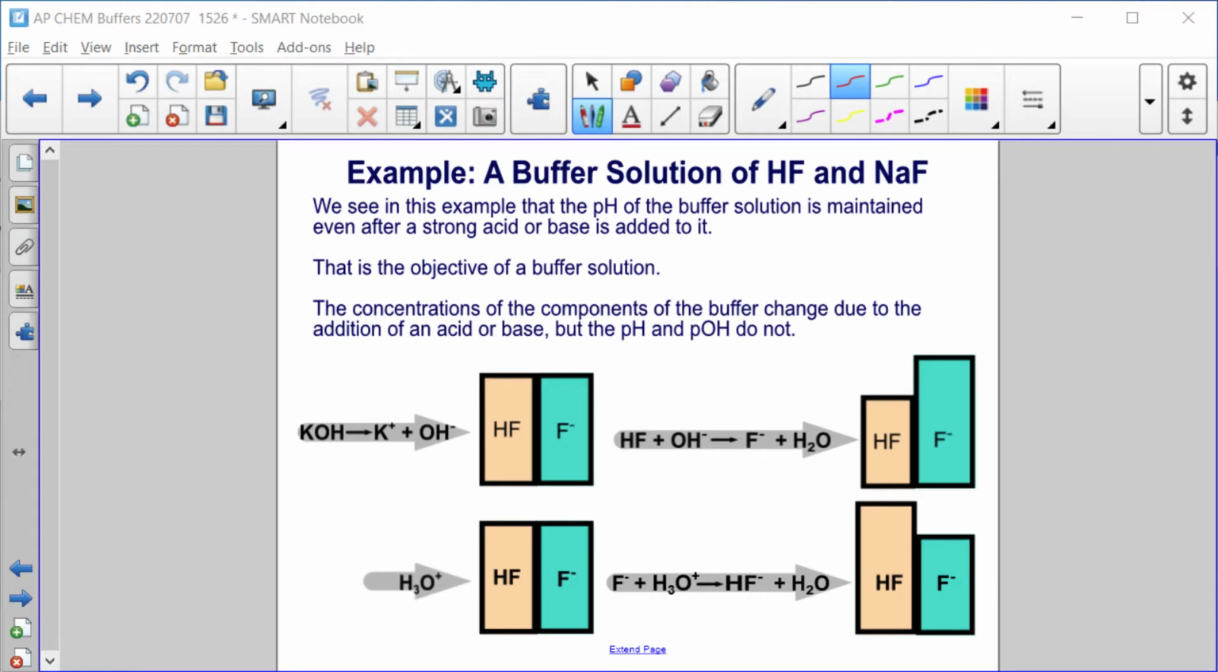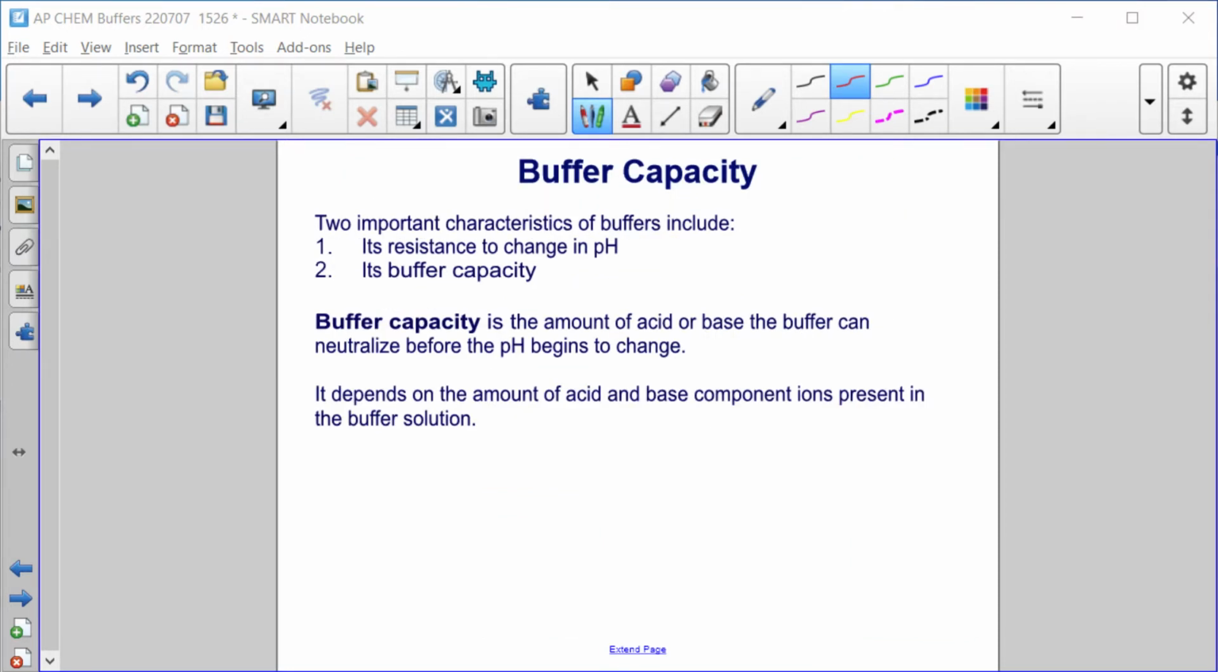The concentrations of the components of the buffer change due to the addition of an acid or a base, which you can see reflected by the increase and decrease shown here, but the pH and the pOH do not. Buffer capacity. Two important characteristics of buffers include 1, its resistance to change in pH, and 2, its buffer capacity. Buffer capacity is the amount of acid or base the buffer can neutralize before the pH begins to change. In other words, how much can the buffer handle?